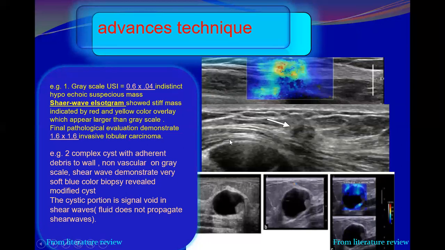Okay. Regarding your case, Suher, you see, the lesion in grayscale is 0.6 by 0.4, an indistinct hypoechoic heterogeneous mass. In shear wave, you see it demonstrates a stiff mass indicated by red and yellow color. We mentioned that the yellow color in shear wave is also stiff, but the red color is the stiffest, you see? And it appears larger than in grayscale. The final pathological evaluation was 1.6 by 1.6 invasive lobular carcinoma. So the more precise size is in shear wave, more accurate than in the grayscale.